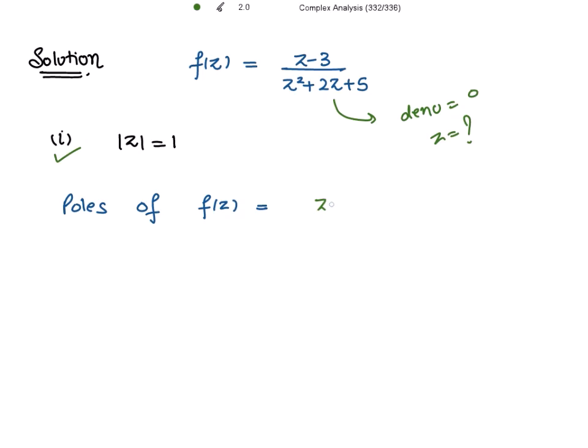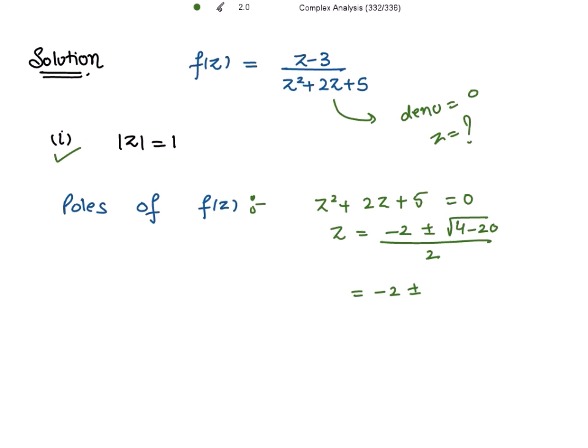So when taking this denominator equal to 0, we get the value of z to be minus 2 plus minus square root of 4 minus 20, divided by 2, and that is equal to minus 2 plus minus square root of minus 16, so that is 4 iota divided by 2, or it is equal to minus 1 plus minus 2 iota. So we are having the value of z to be minus 1 plus 2 iota and minus 1 minus 2 iota.